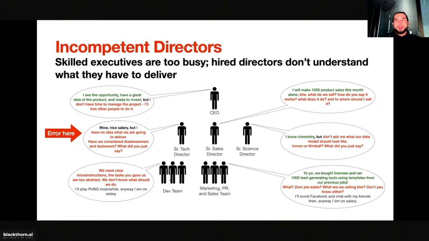See? So the teams are sitting on their chairs and expecting, and this is their full right, they expect clear micro instructions. See, the task that they were given is too abstract, they don't know what to do. They just sit and wait. Maybe play some PUBG. Maybe talk to their friends. Maybe scroll Facebook. This is what they do.